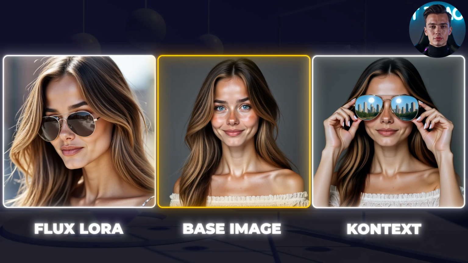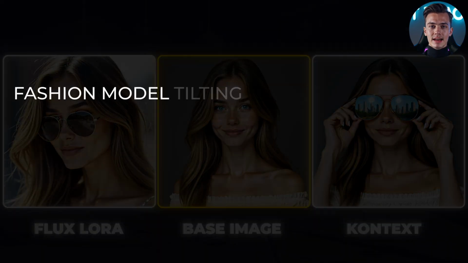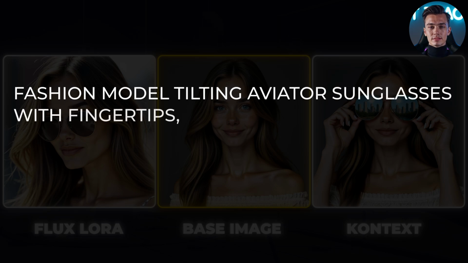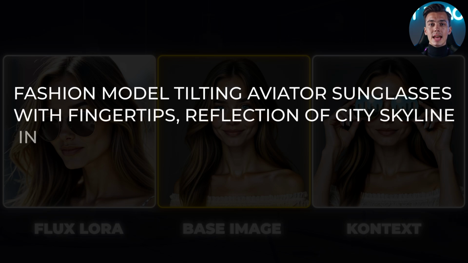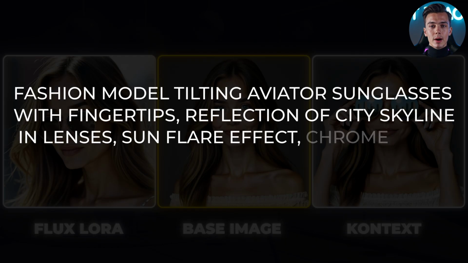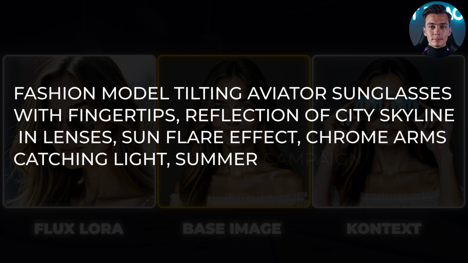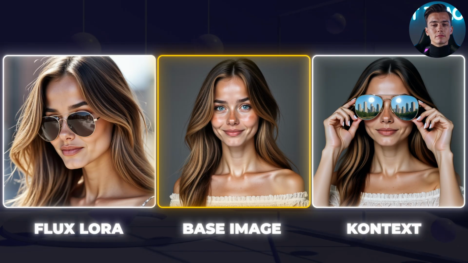This was another test to understand the limitations of Flux Context. I used this prompt: fashion model tilting avatar sunglasses with fingertips, reflection of city skyline in lenses, sun flares effect, chrome arms, catching flight, summer campaign vibe. Of course, this is the core prompt, and I changed it a little for the Flux Context and Flux LoRa models. But literally on my first try with Flux LoRa, I got this result. It's exactly what I asked for. The character consistency is very good and the image quality is also excellent.